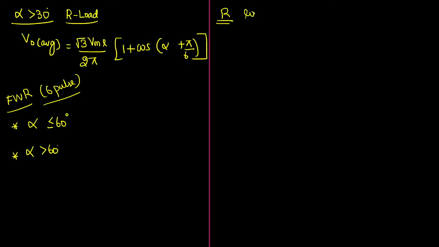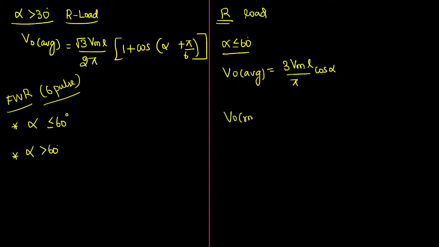If you take R load as usual, when the value of alpha is less than or equal to 60 degree, then what is the expected formula for V naught average? Most important. What is the formula? 3 times of VML by pi into cos alpha. Undoubtedly we can write. Okay sir. They will also ask for another formula, V naught RMS, which you will be asked to calculate. Let me write that one also.